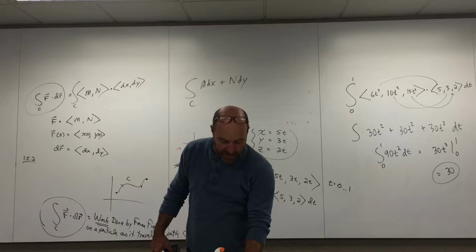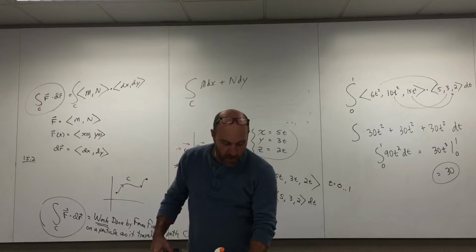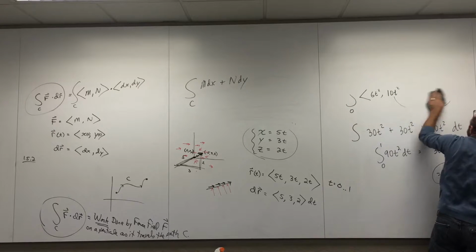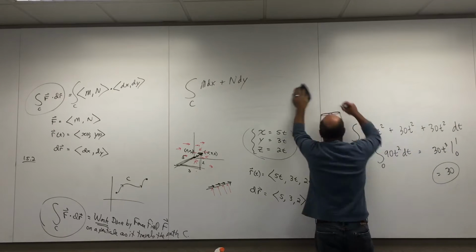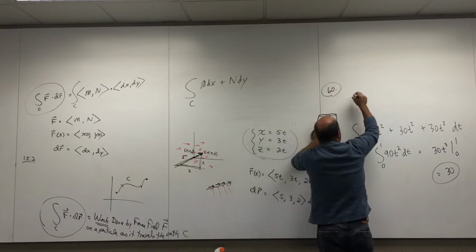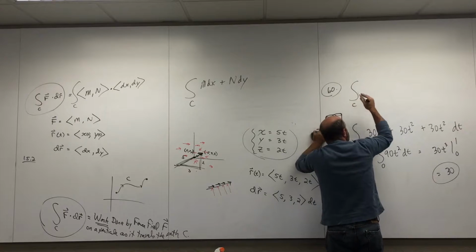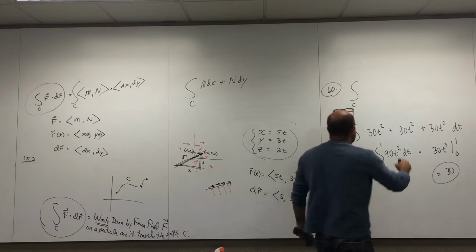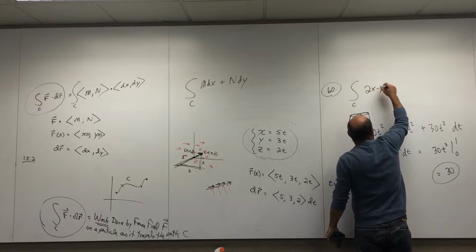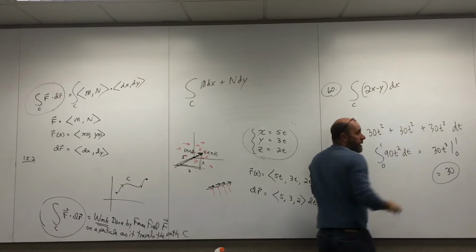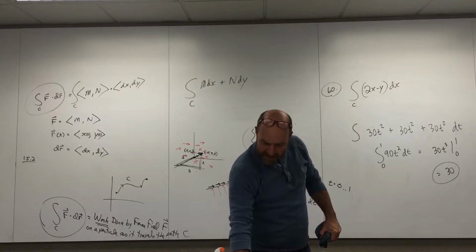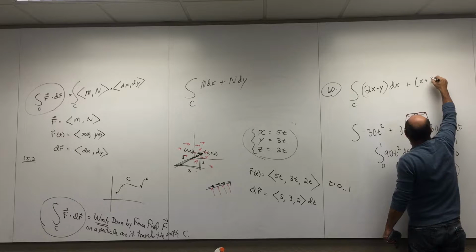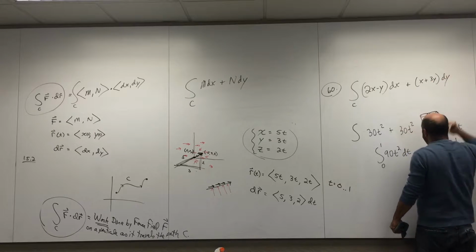I think I want to try 60. So here's the problem. I'm trying number 60. So I'm in 15.2, trying a little homework with you. Up top, they're saying, please do this integral. This integral is 2x minus y dx plus x plus 3y dy.